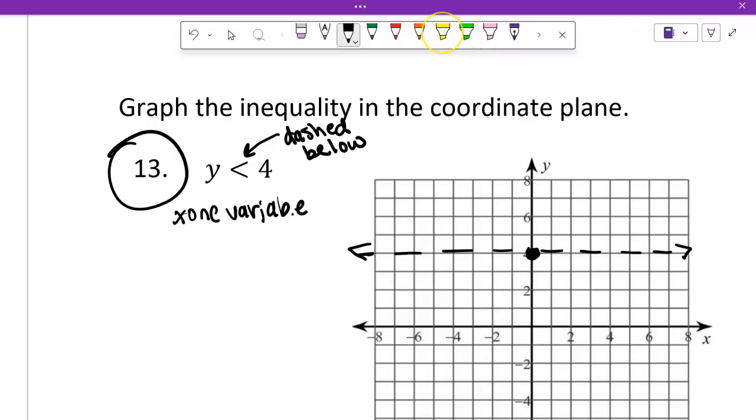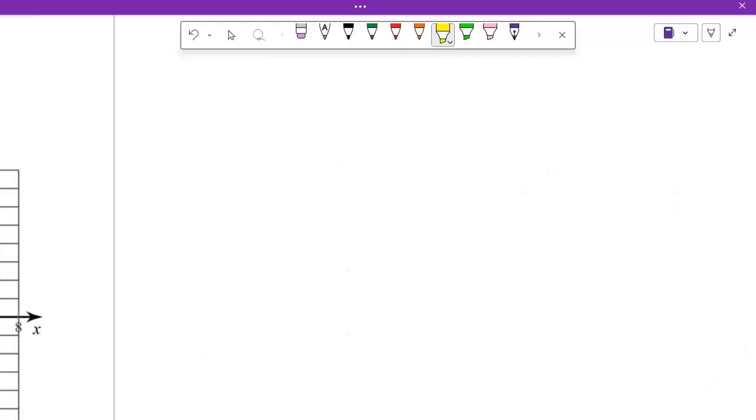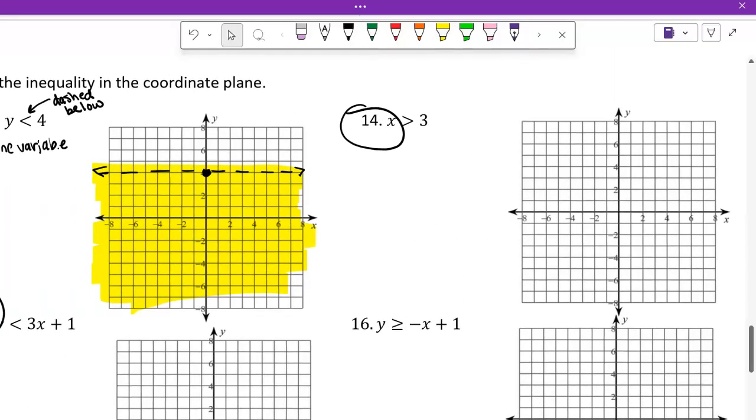I'm going to highlight my line, and I'm going to shade below, so it should be less than. So this is everything below that line. Again, this is one of my special lines, and that's okay.